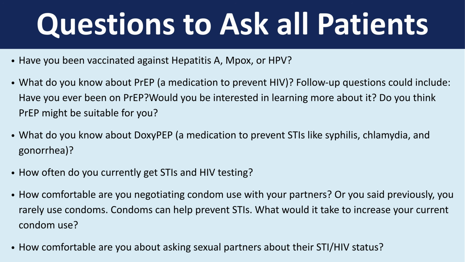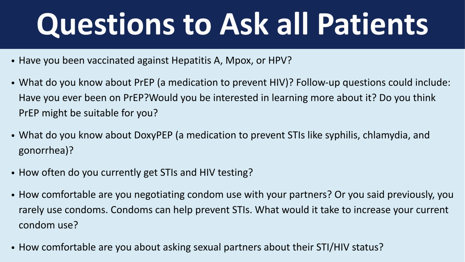This is an opportunity to ask how your patient currently prevents HIV and STIs and provide some counseling on prevention strategies that may be helpful. You can ask, have you been vaccinated against hepatitis A, Mpox, or HPV? These are all viruses a person can get through sexual contact. You can ask, what do you know about PrEP, a medication to prevent HIV? Follow-up questions could include, have you ever been on PrEP, or would you be interested in learning more about PrEP? Do you think PrEP might be suitable for you? What do you know about doxypep, a medication to prevent STIs like syphilis, chlamydia, and gonorrhea? You can use the same follow-up questions as I just asked.